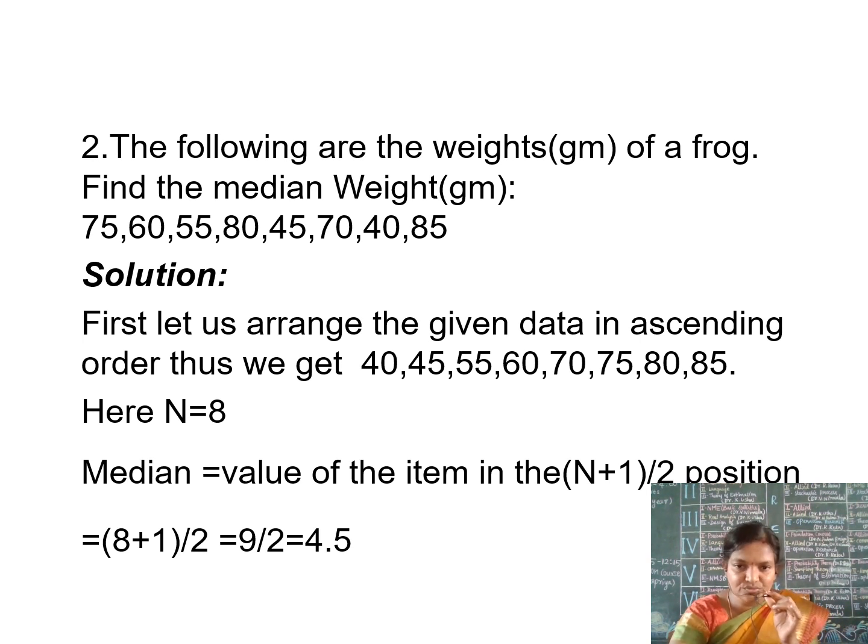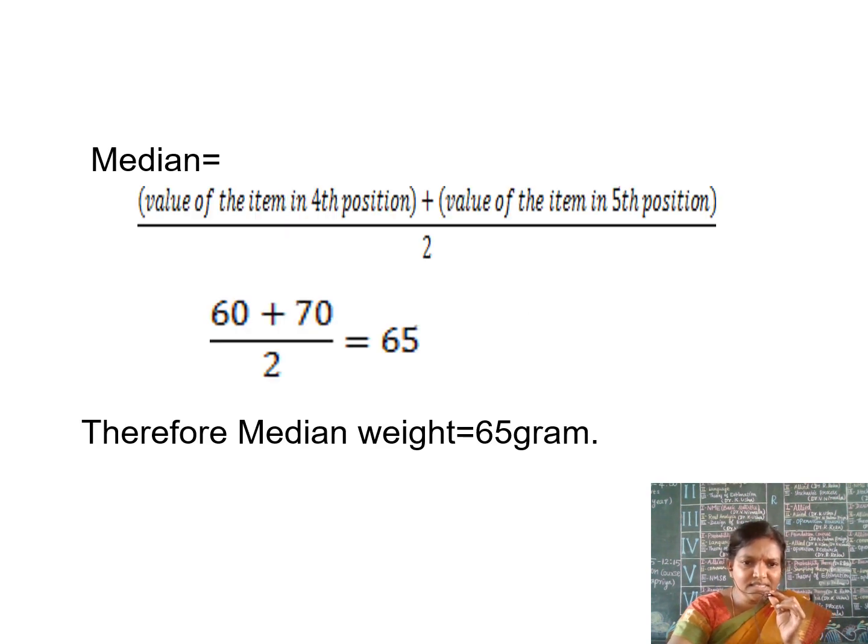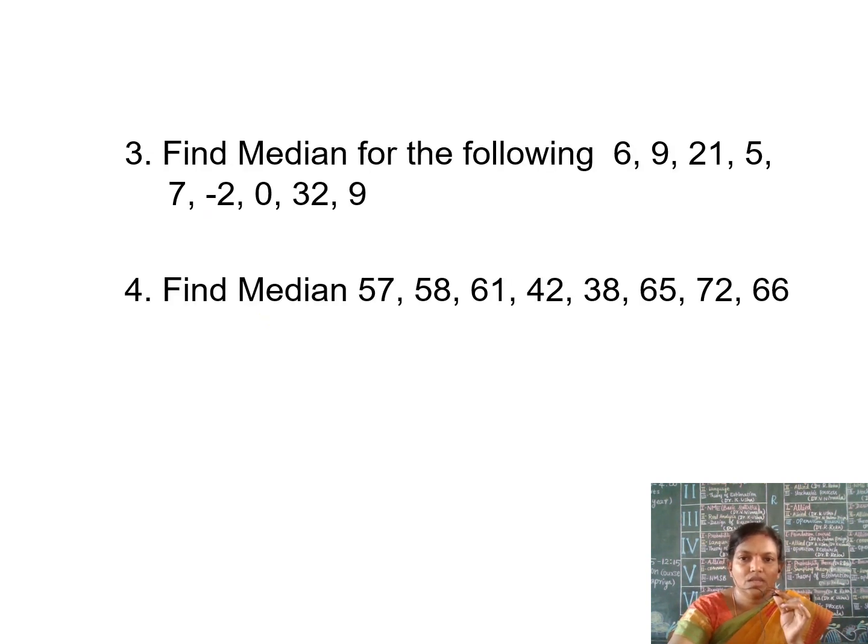So the fourth value plus the fifth value, divided by 2. You just take the average of these two values. It will be the median for an even number of values. 60 plus 70 by 2 is 65. 65 is the median weight for the given question.